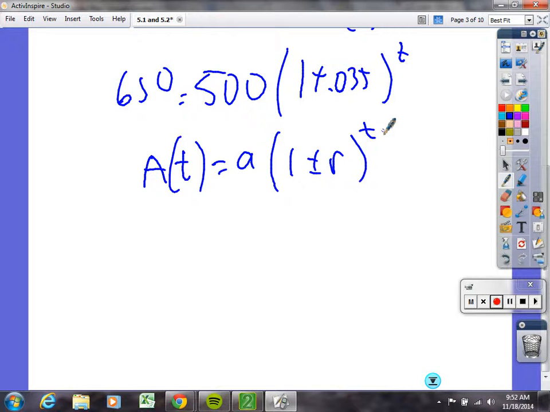We need to solve for t, but you can't do that yet until tomorrow. So how am I going to show you to do this? That's when the handy-dandy calculator comes out.